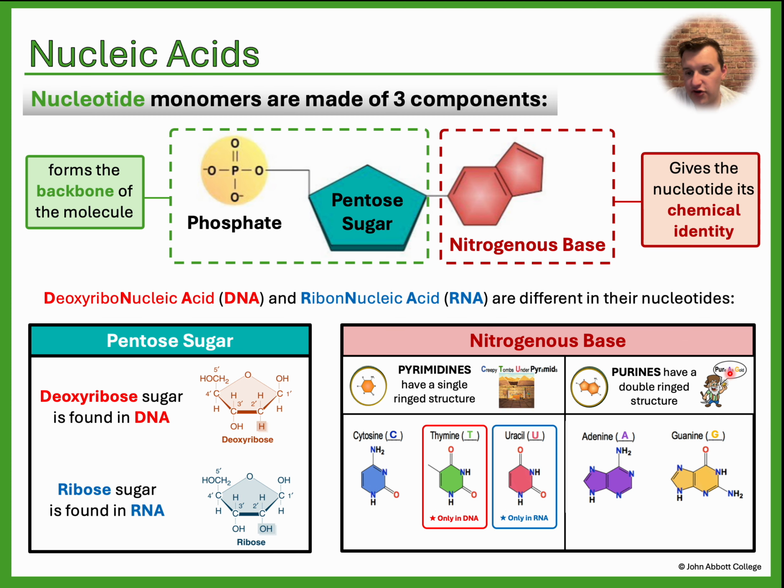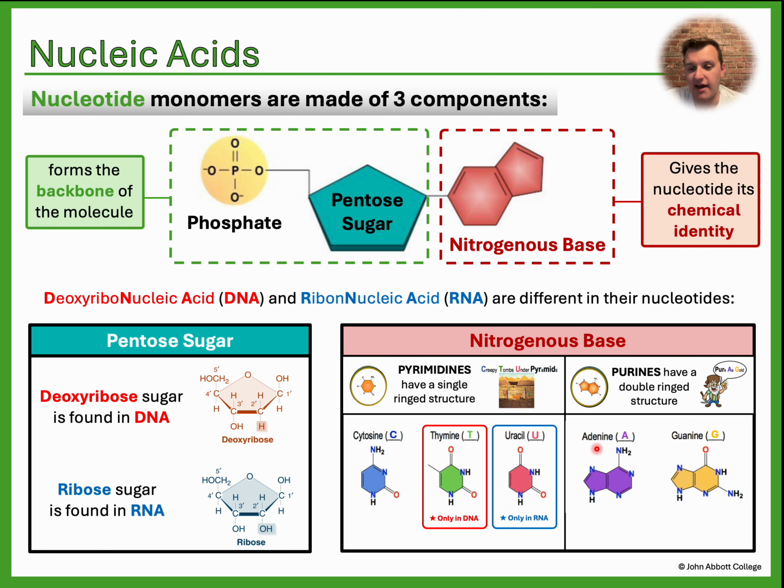Purines, pure as gold, have A's and G's. So the pyrimidines have cytosine, C, thymine, T, and uracil, U, right? So the pyrimidines are C, T, and U. Now, thymine is only in DNA. Uracil is only in RNA. That's something that's different between DNA and RNA, okay?